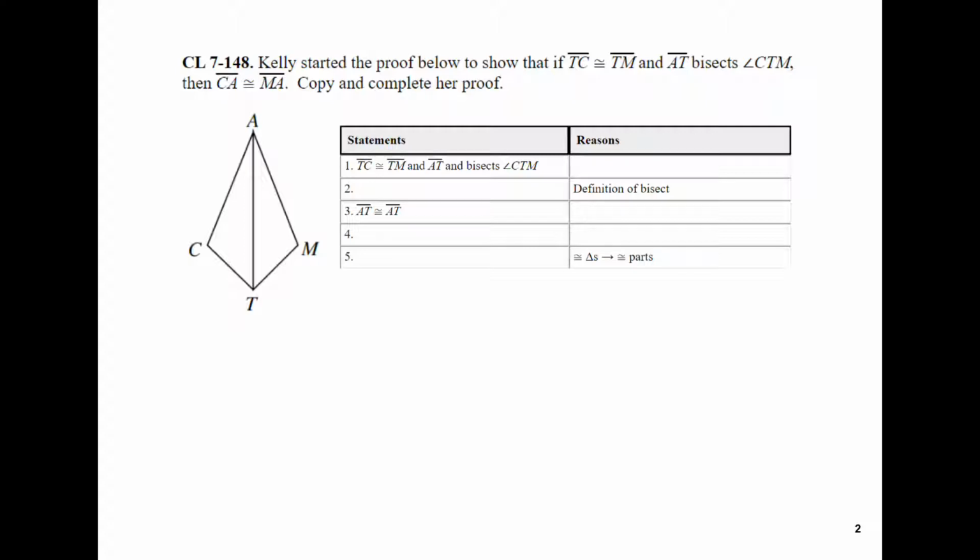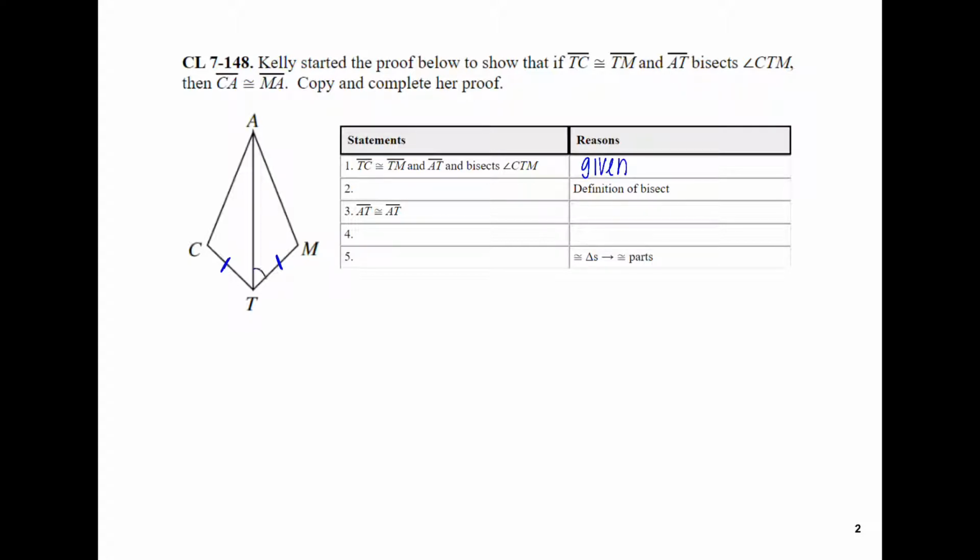7-148, Kelly started the proof below to show that if line segment TC is congruent to line segment TM and AT bisects angle CTM, then CA is congruent to MA. So TC is congruent to TM and AT bisects angle CTM. In the first column of our statements, we can justify that, or give the reason, that it was the given. Statement 2 says the reason for our statement is definition of bisects.